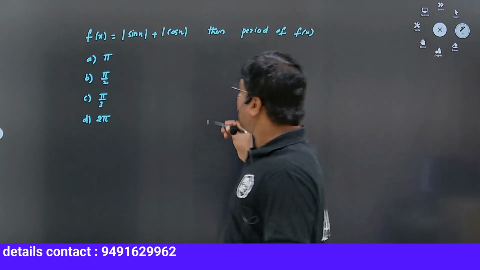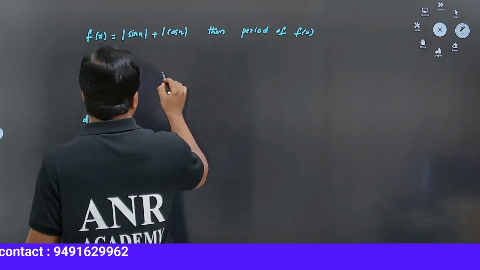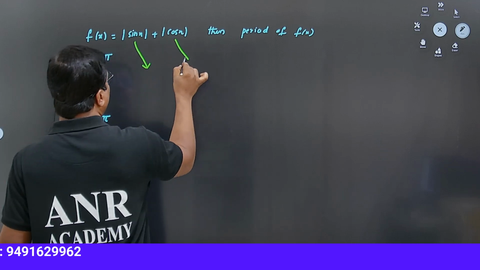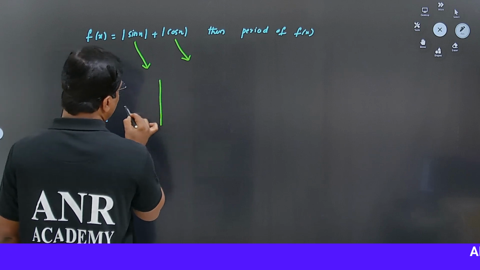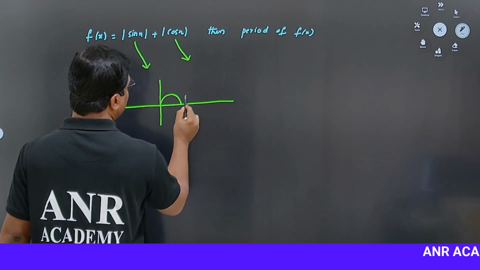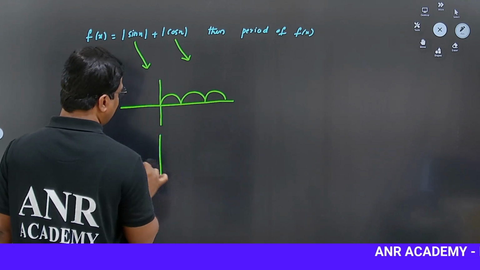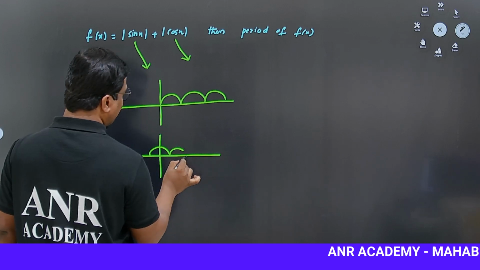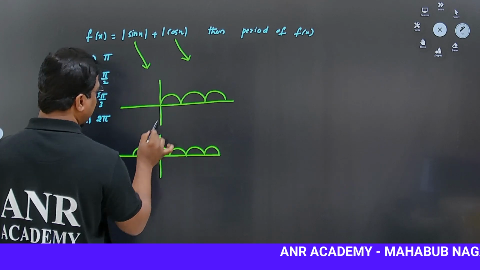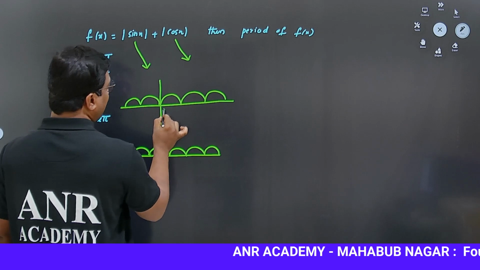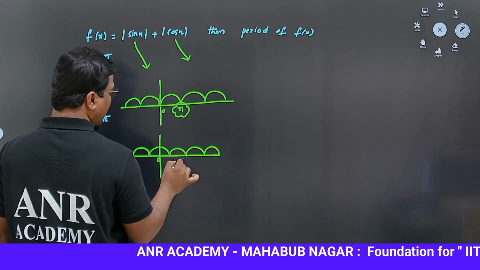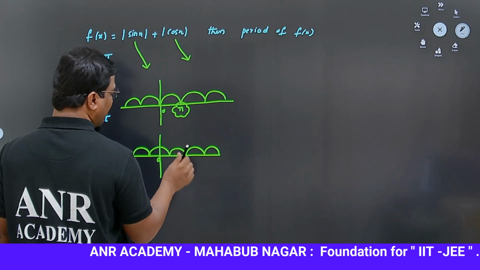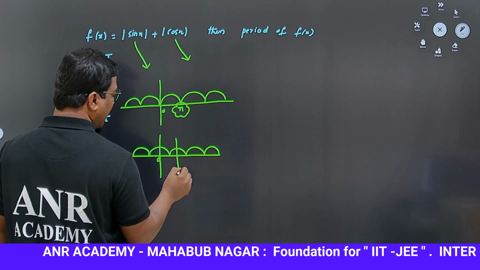See, mod sin x, mod cos x. Those graphs I am going to draw. This is the graph of mod sin x, and this one is the graph of mod cos x. And the graph repeats at pi. Here the graph repeats at x equal to pi.